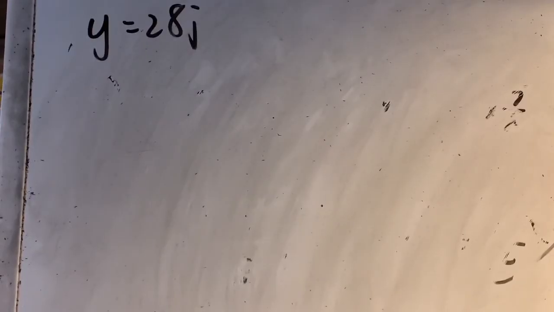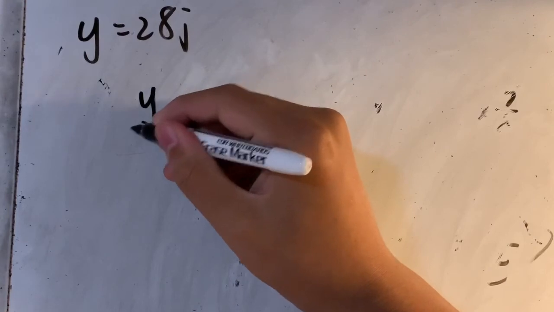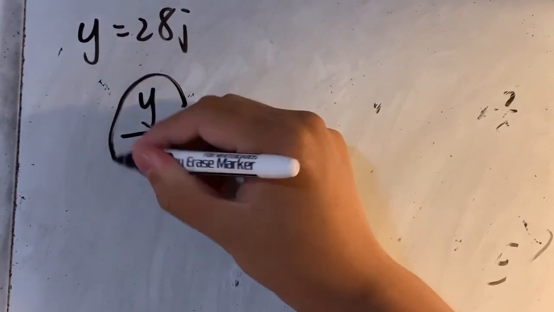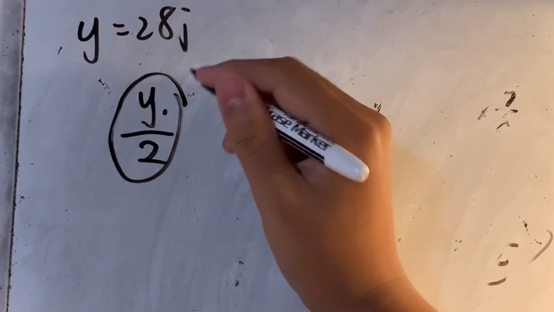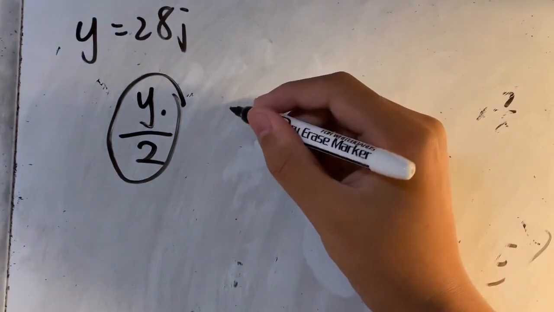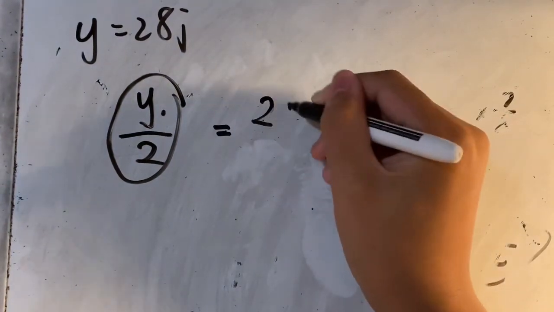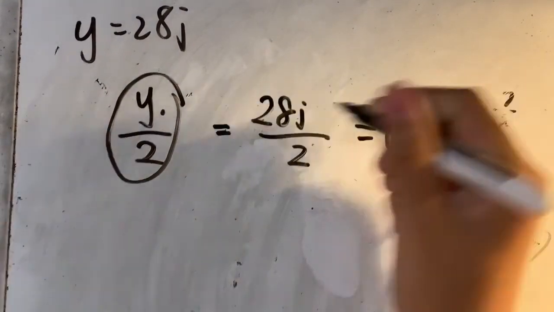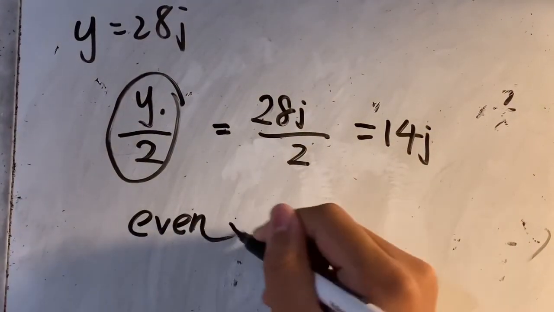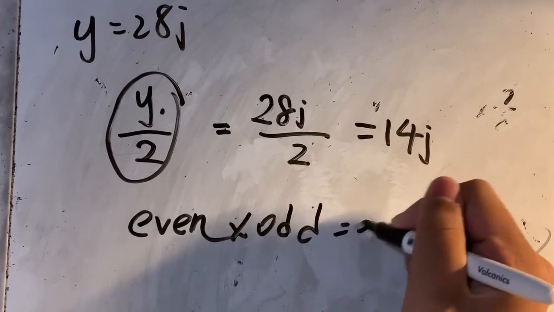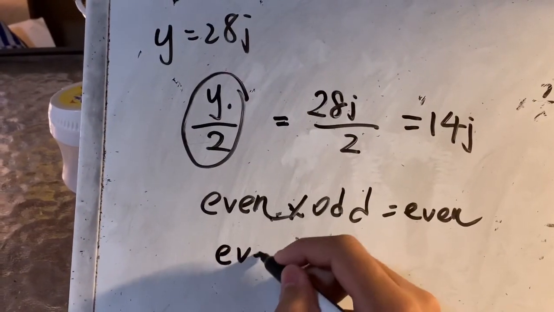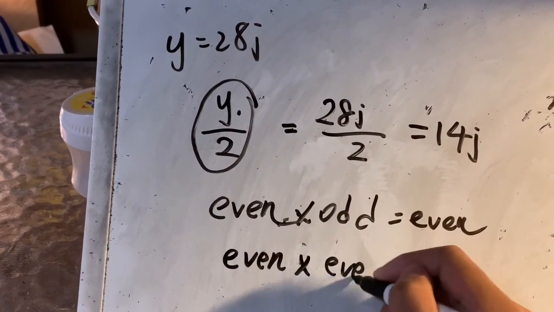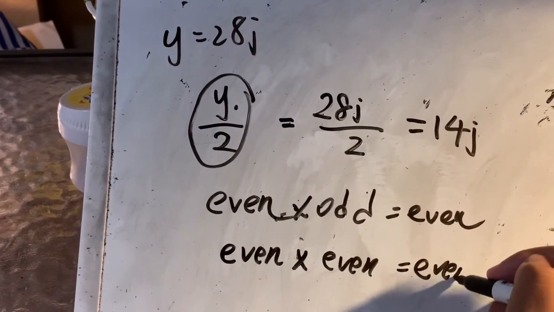For the even-odd relationship, now we are going to do a simple problem to see how it works. This problem, we are going to find whether this is always odd or even. So we can get this. It is equal to 14j, right? If even times odd, then it is going to be even. If even, then it's also going to be even. So we know that this expression is going to be 14j.